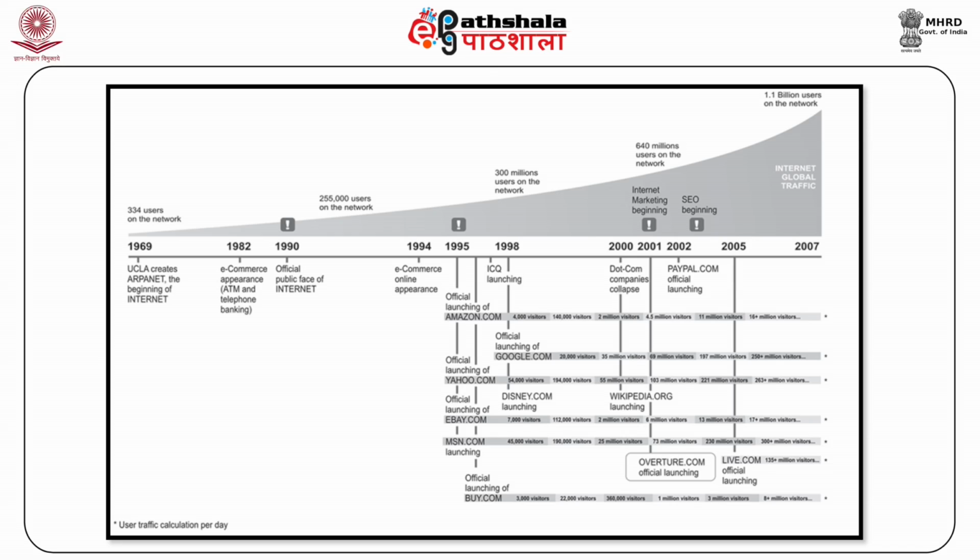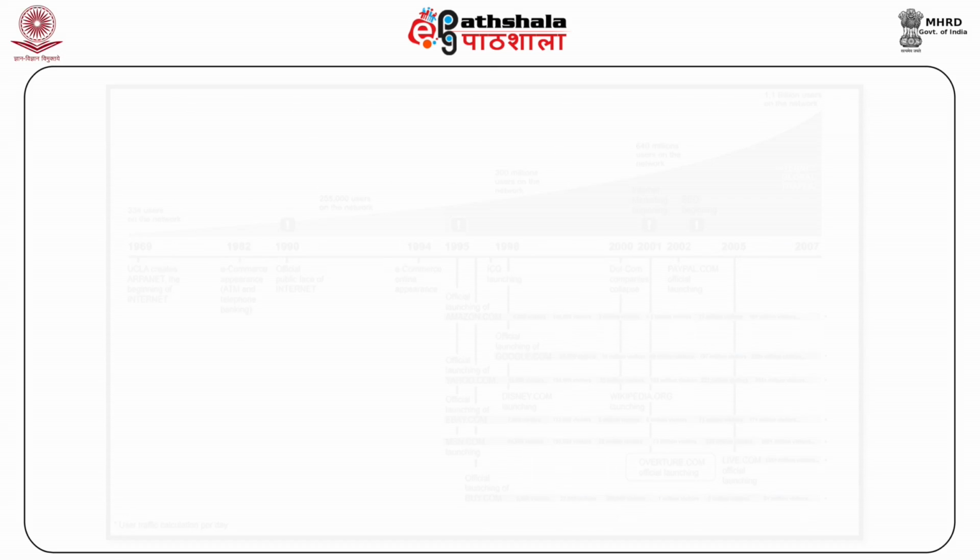It is evident from the graph that after the official public release of the internet in the 1990s, internet usage is on an exponential increase curve.